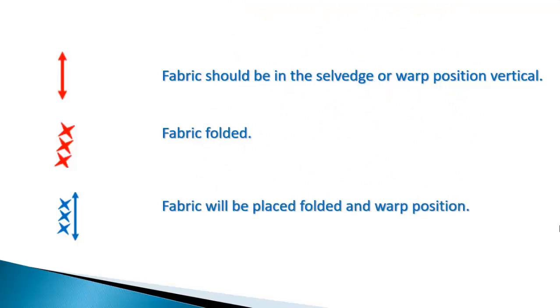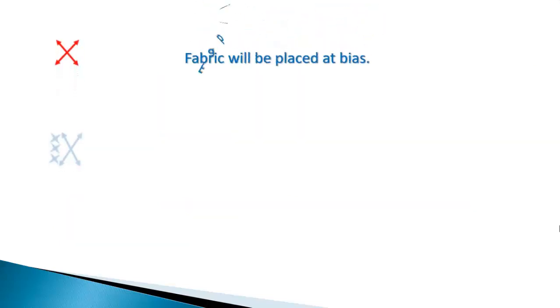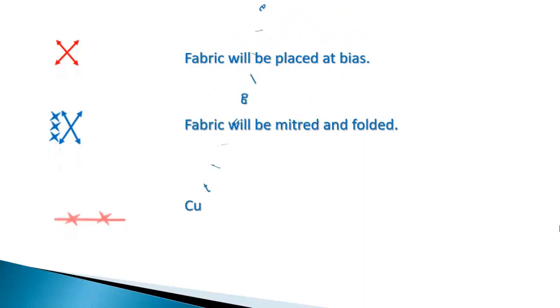Fabric should be in the selvage or warp position, vertical. Fabric folded: the fabric will be placed folded, in the warp position. Fabric will be placed on the bias. Fabric will be placed unfolded.